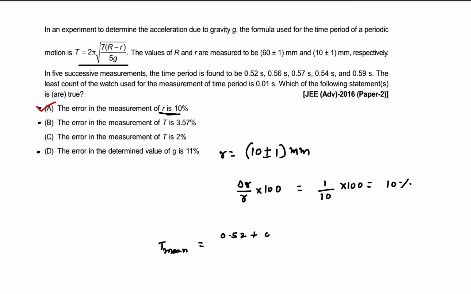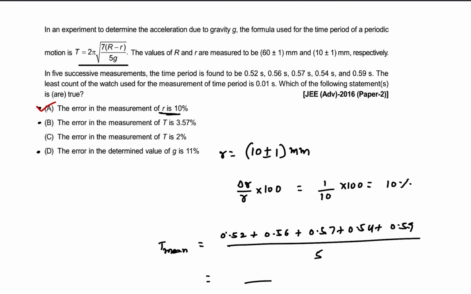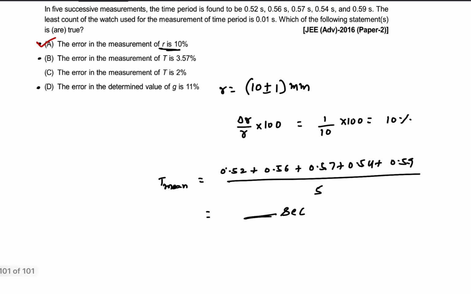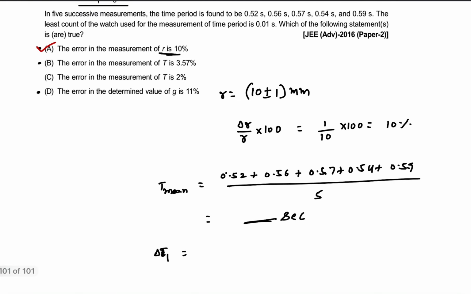Next one, the error in T, how much is it? You have to calculate the T mean value first. T mean value I am writing: 0.52, 0.56, 0.57, 0.54, 0.59 whole divided by 5, since 5 readings are there. You calculate this value. I am not calculating here. You will get some seconds.